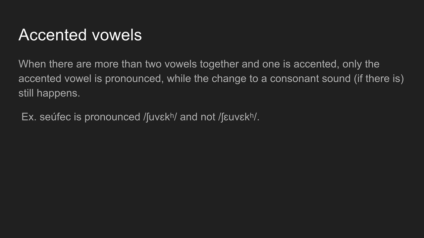Now, when there are more than two vowels together and one is accented, only the accented vowel is pronounced, while the change to a consonant sound, if there is one, still happens. As an example, shuvek: in the beginning there is E and U, but only the U sound is pronounced because that one is the accented U. But the change in the sound to S is still made because of the letter E being there, and so it is shuvek and not sheuvek.